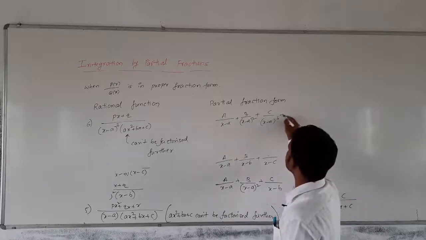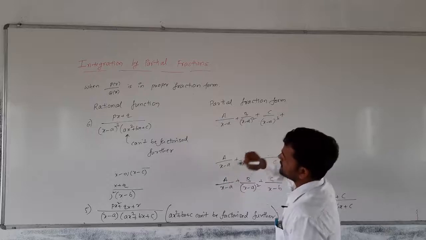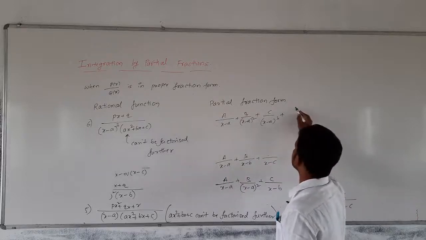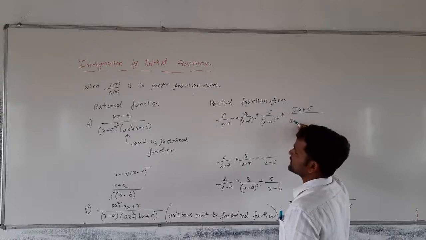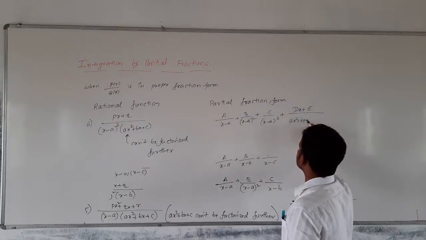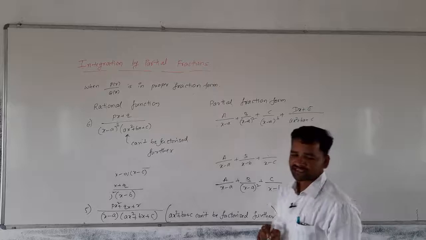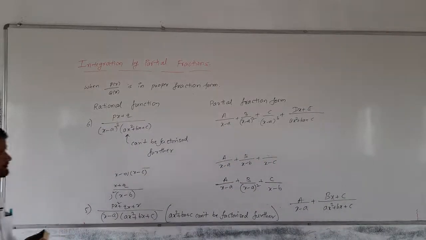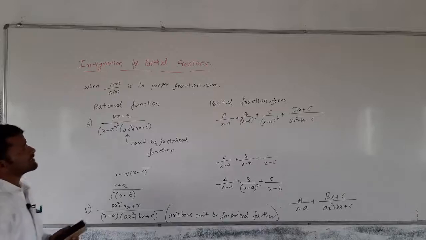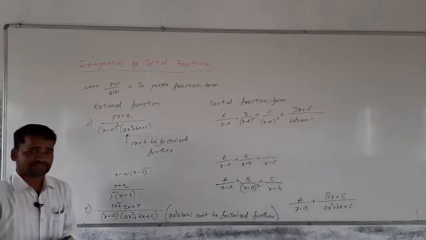Next, plus of here ax square plus bx plus c is there. For that we write dx plus e divided by ax square plus bx plus c. Like this you need to consider. Okay, this is about the techniques of partial fractions.